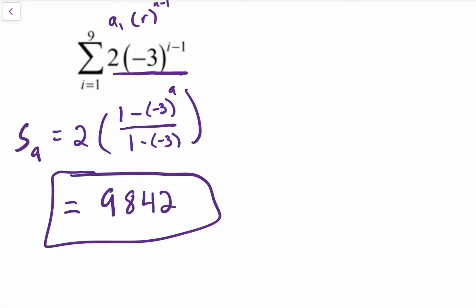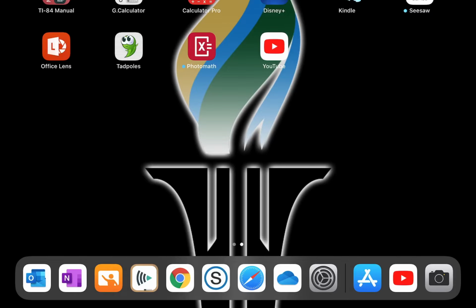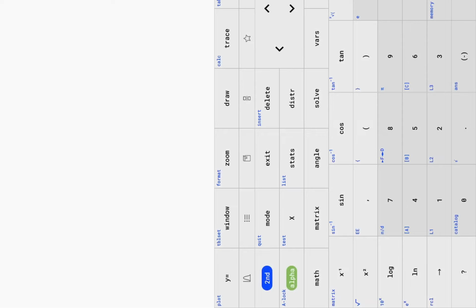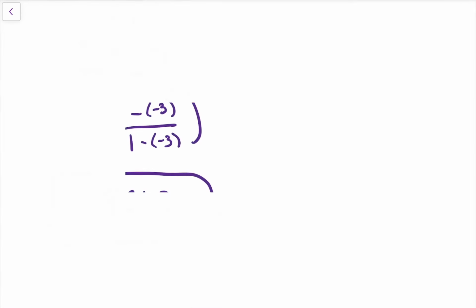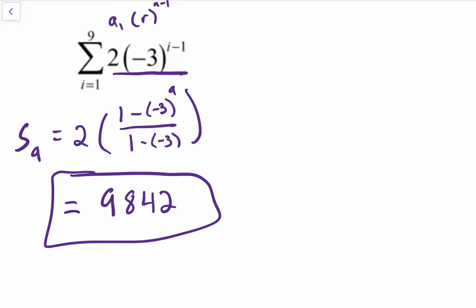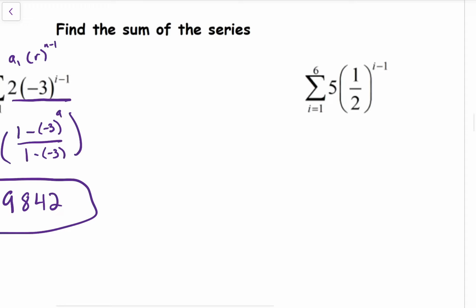And when I plug this into the calculator, I always take it step by step. So the first thing I would do is 1 minus that negative 3 to the ninth. Let's actually just write through this here. So when I go and plug this in, what I would do first is 1 minus negative 3 to the 9th. And again, that negative 3 needs to be in parentheses, divided by 1 minus negative 3, which would be just 4. And then we're going to multiply that by 2. So just take it step by step. Makes things a little bit easier to get that 9,842.